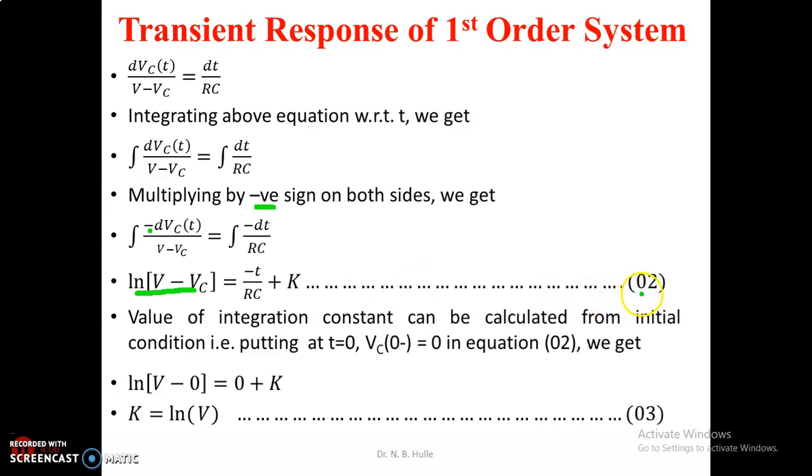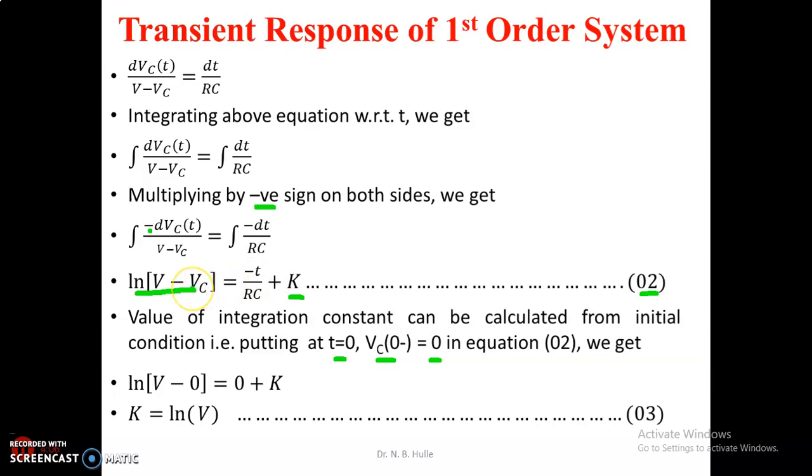as equation number 2. Now here we are in a position to find out the value of this integration constant from the initial condition, which is at t is equal to 0, Vc of 0 minus, which is equal to Vc of 0 plus, which is equal to 0. If we put this condition in equation number 2, then we are able to get that value.